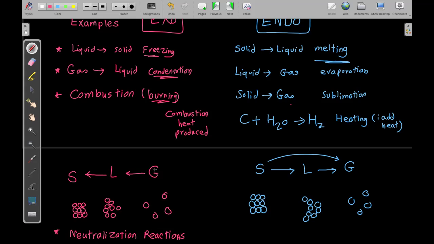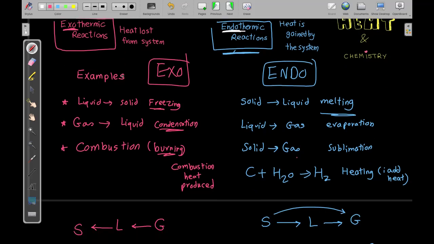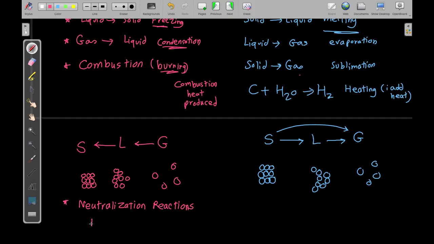Any change from gas to liquid or liquid to solid, this one is called freezing, and this one is called condensation. Freezing and condensation will be considered exothermic reactions. Any reaction like that will be exo. It will release the heat. Also, any neutralization reaction, for example between HCl and NaOH, is a neutralization reaction in which a salt and water are formed, and this is going to be an exothermic reaction. You will see a temperature rise in this reaction.